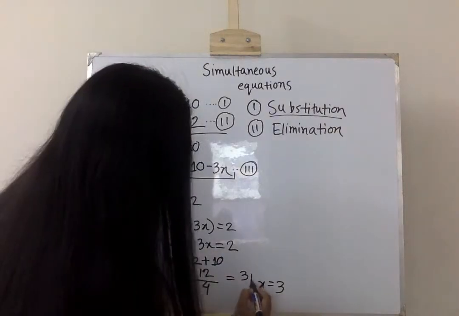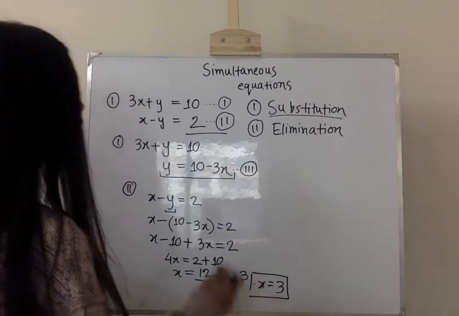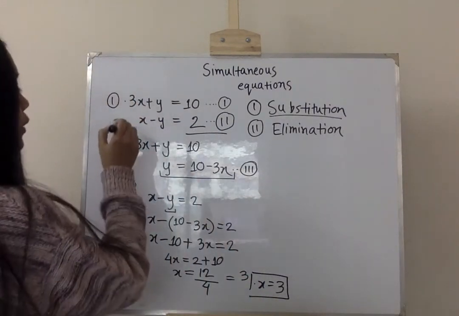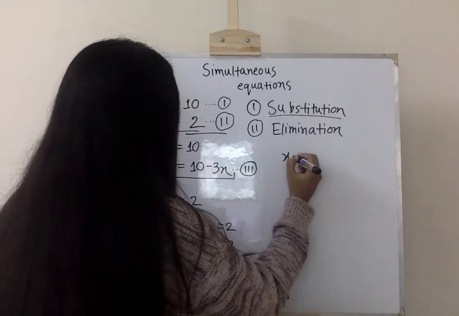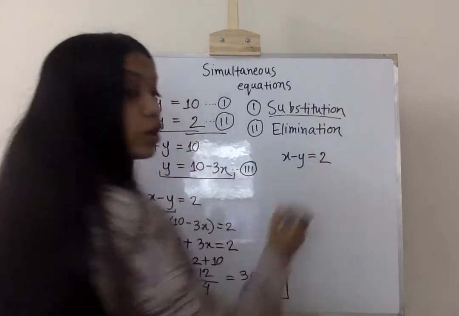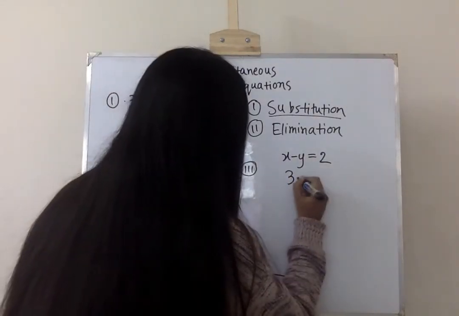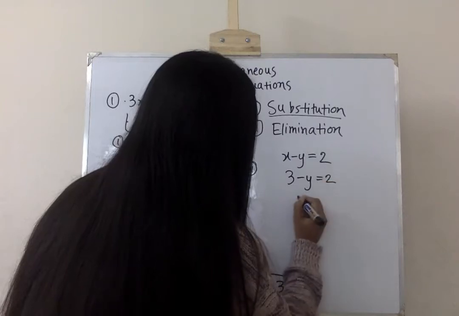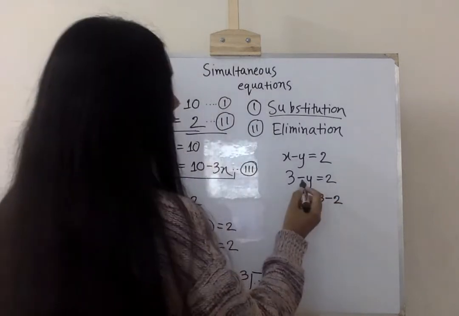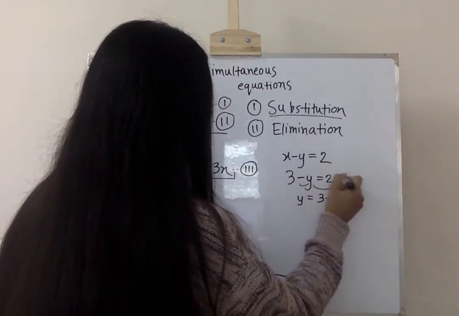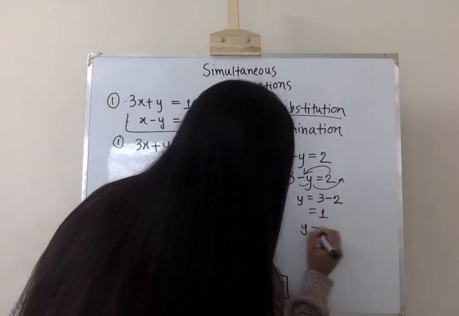Now, since we have got the solution that x is equal to 3, we can substitute this value into either this equation or this equation. If we take this equation, x minus y is equal to 2. We know that x is equal to 3 since we have already solved for it. Then 3 minus y is equal to 2. y is equal to 3 minus 2. I have taken this y, placed it here, and taken this 2 and placed it here. Then it is equal to 1. We get the solution y is equal to 1.